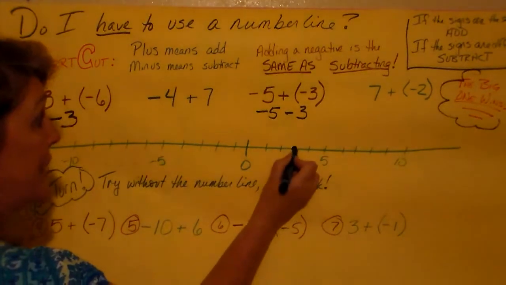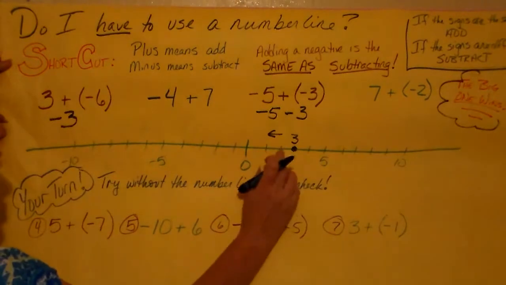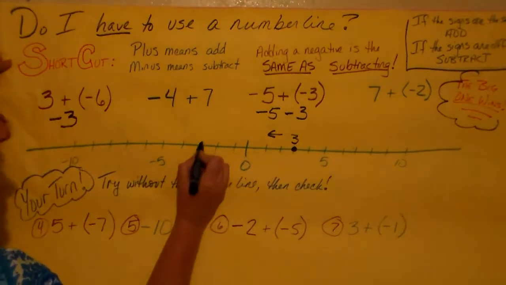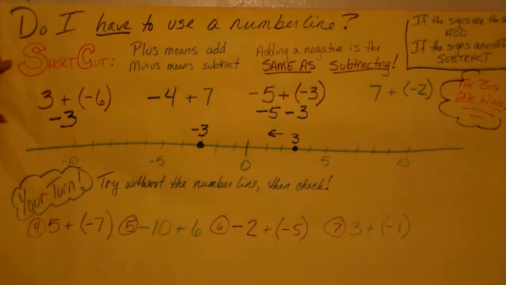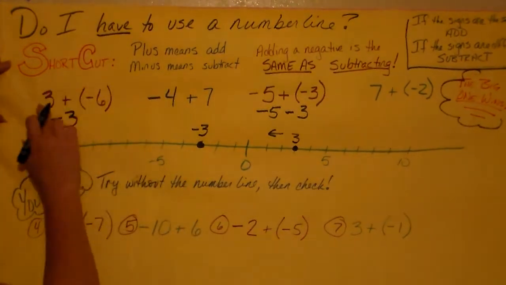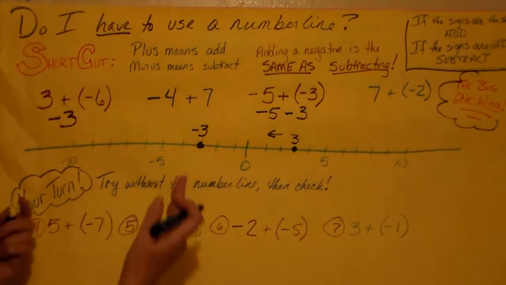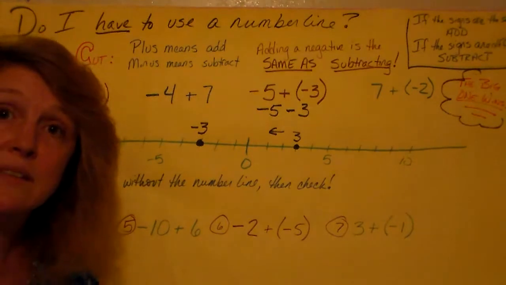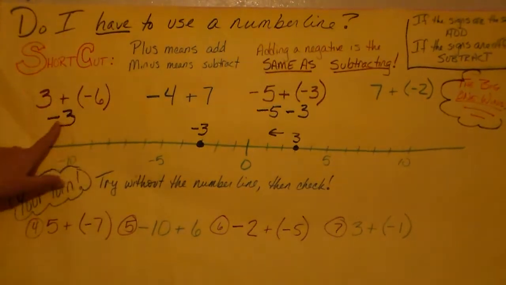Now let's check our work. We're going to go to the 3, and we're going to go backwards. It's negative 6. 1, 2, 3, 4, 5, 6. And that gets us to negative 3. Now, we didn't have to count it out on a number line. I know that when I start with 3 and I take 6 away, what I'm really doing is subtracting. The signs are different, I subtract.